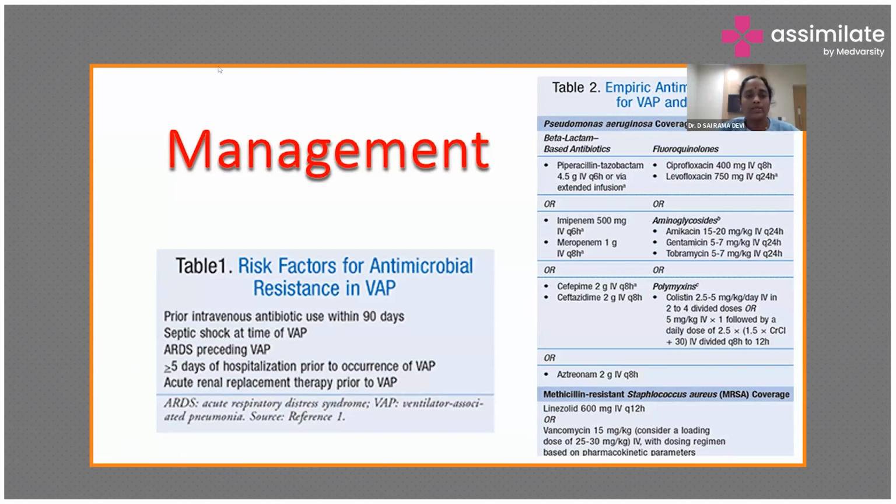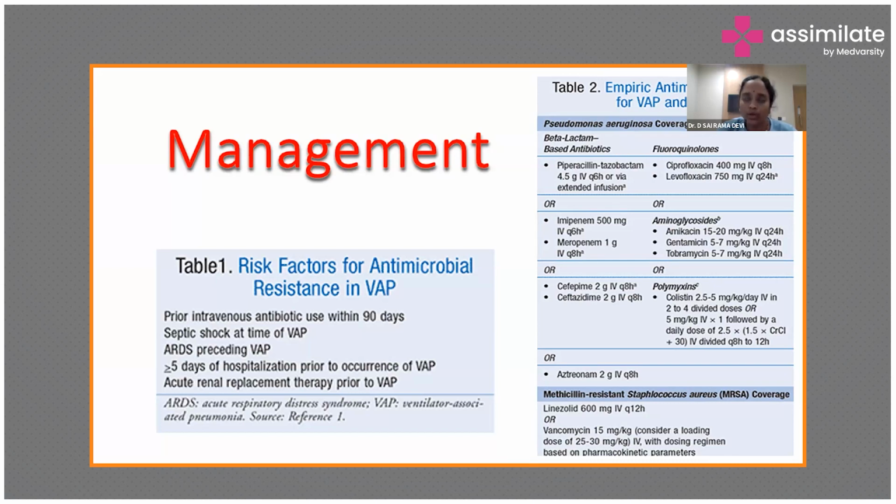Okay, fine. So, risk factors. Again, VAP is early VAP and late VAP. Early VAP is less than 4 days, and the organisms in early VAP are antibiotic susceptible, whereas late VAP is caused by drug-resistant bugs. The risk factors for antimicrobial resistance in VAP are prior antibiotic exposure within the last 90 days, septic shock and ARDS preceding VAP, and more than 5 days of hospitalization prior to the occurrence of VAP.